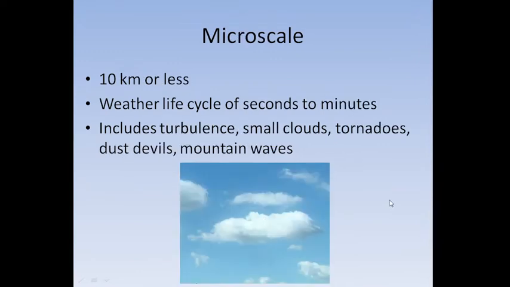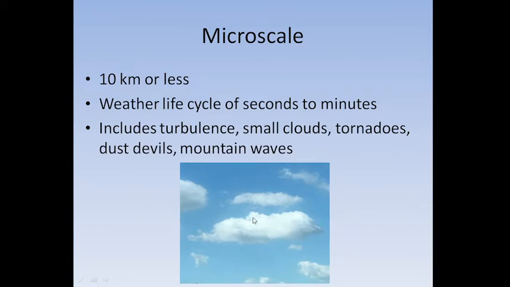Then you have the microscale: 10 kilometers or less. The weather life cycle is seconds to minutes. If you look at this, you can actually watch, not on this screen, but if you watch your clouds, you can see them building up or dissipating. So that's your microscale. It includes turbulent small clouds, tornadoes, dust devils, mountain waves.